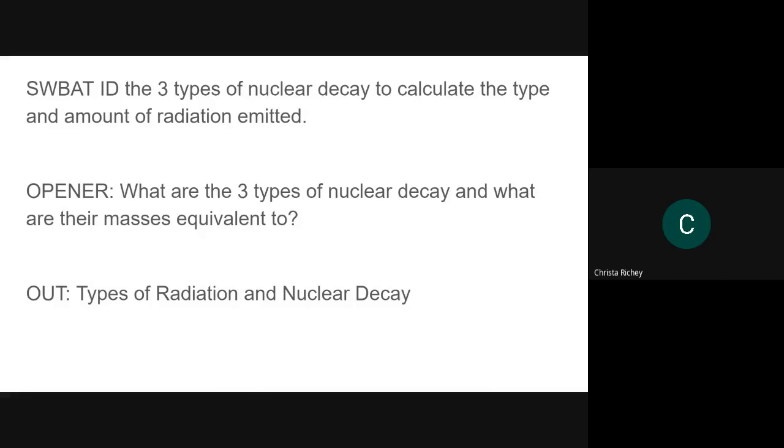So what are their masses equivalent to? An alpha particle is a helium nucleus. That's an E. What does the E represent? Electron. And so what the heck is gamma? Because it's 0, but it's still emitted. So what is it? You don't know. This is pure energy.